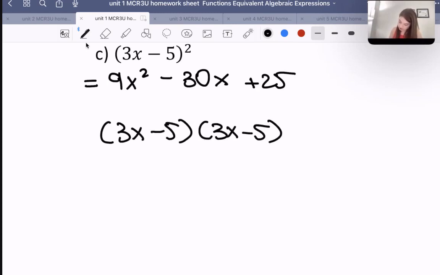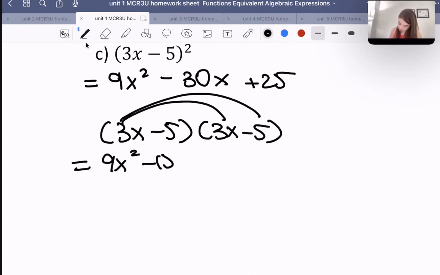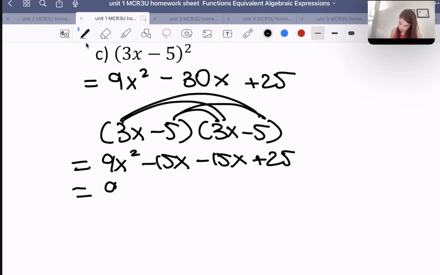We would have gotten the same answer. We would have gotten first, well, that's 9x squared. Outer would be negative 15x. Inner, also negative 15x. And last, plus 25. And then we collect like terms. We get 9x squared minus 30x plus 25.